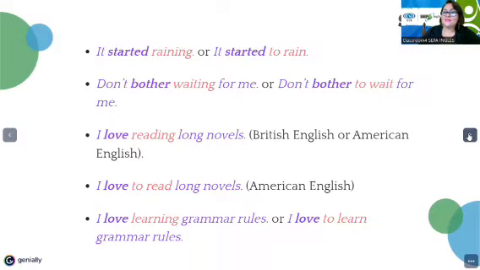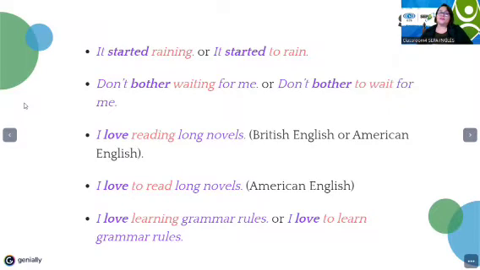It started raining or it started to rain. Don't bother waiting for me or don't bother to wait for me. I love reading long novels. I love to read long novels. I love learning grammar rules or I love to learn grammar rules. In this case, those verbs are correct if we use the -ing form, and they are also correct if we use the to infinitive.